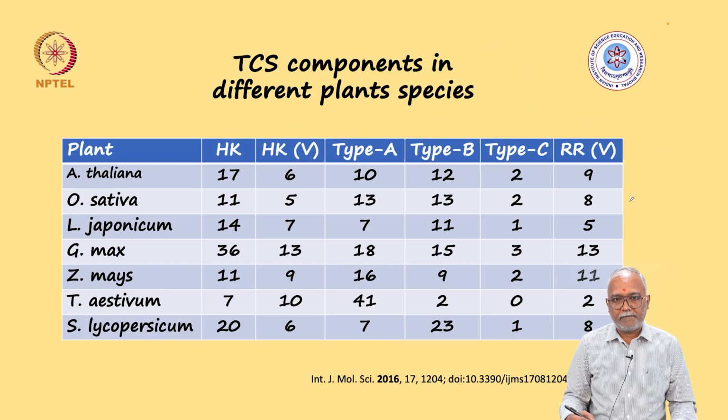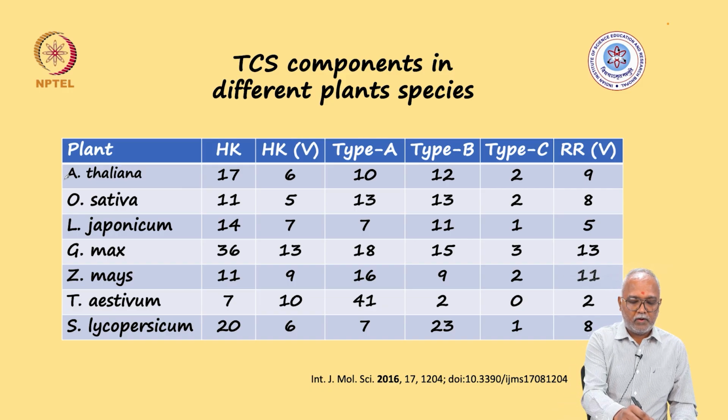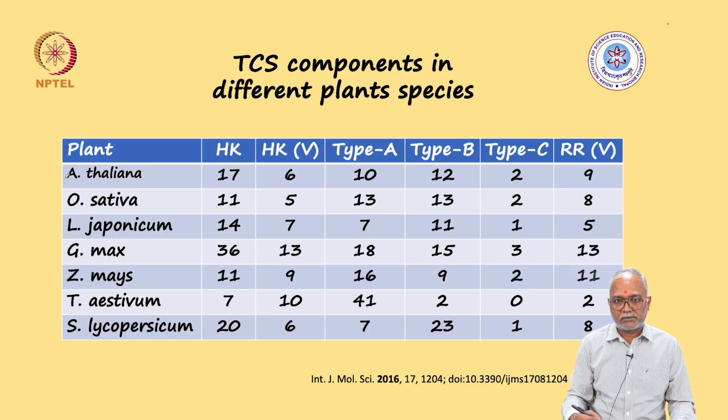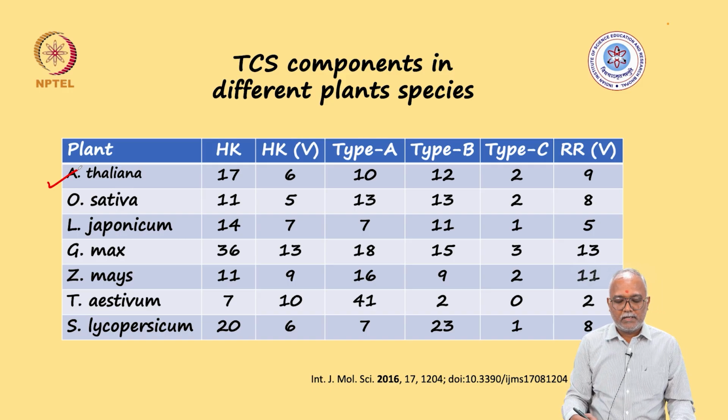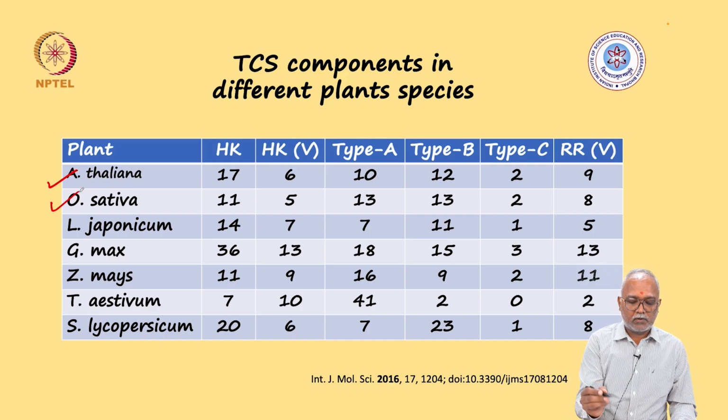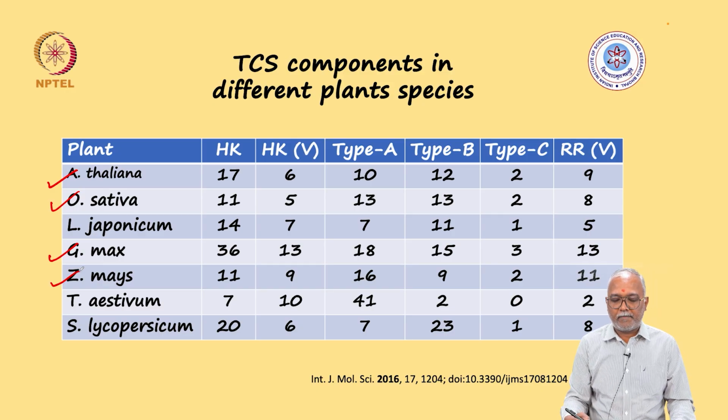So we also discussed in the previous class that there are multiple different plants which have been studied, whether it is Arabidopsis, the model dicot, or rice, or soybean, or corn. Multiple different of them have been studied to analyze whether the components of two-component system are present in all of them, what is the relative abundance, and how many of these molecules are there.